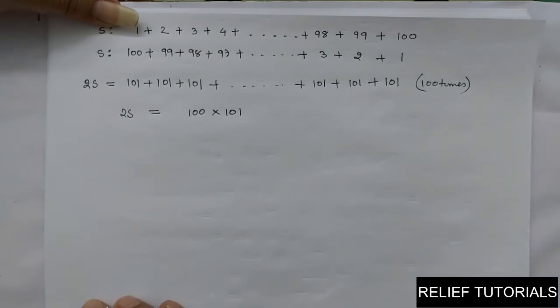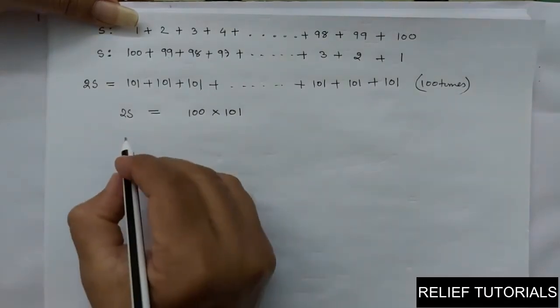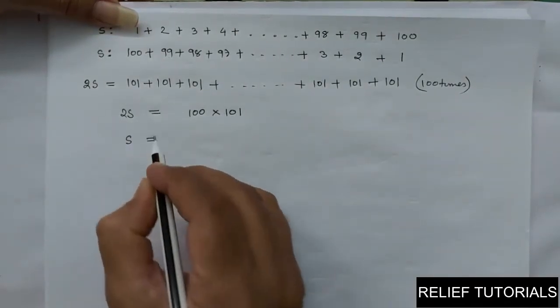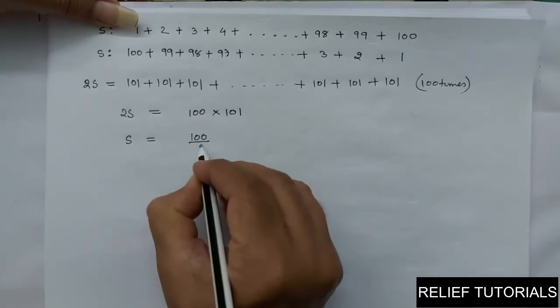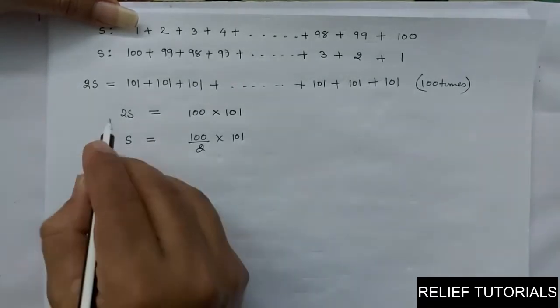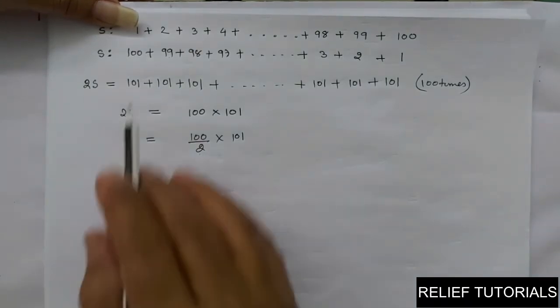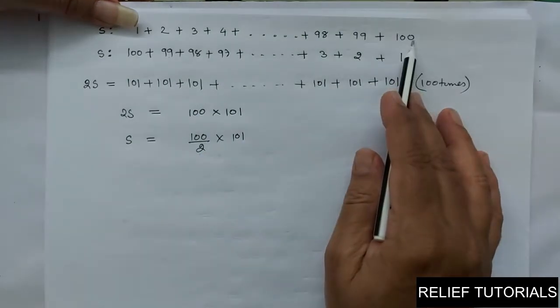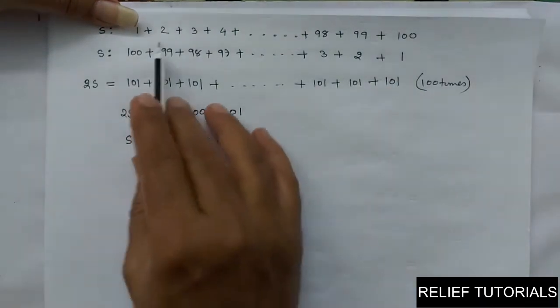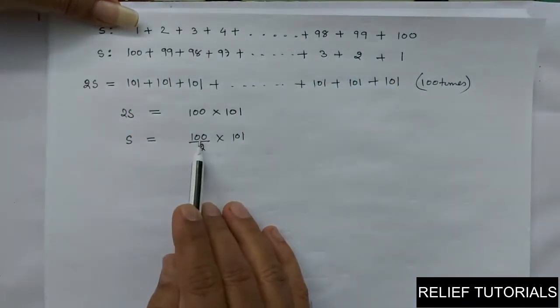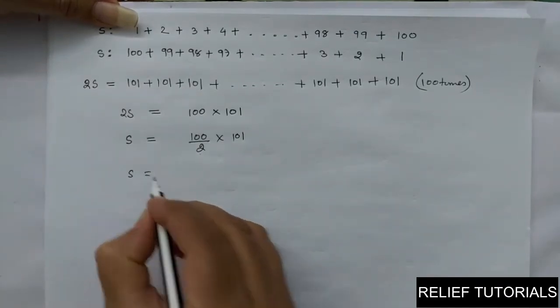This is 2S. So S is equal to 100 upon 2 into 101. This 2 multiplication goes here as division. Now this is a theorem. This is called Gauss theorem. Why? We can say how many terms are there? 100 terms. So we have written 100. If there are 50 terms, we will write here 50. Clear?